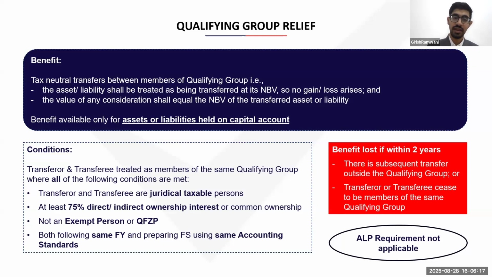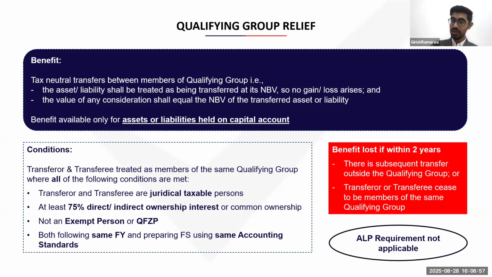The second condition is that there must be at least 75% direct or indirect ownership between the two members of the qualifying group, or a third person should have at least 75% common ownership in these two companies between which the asset or liability is being transferred. Then you should not be an exempt person. You should not have claimed the QFZP benefit. Both companies must follow the same financial year and the same accounting standards. If all these conditions are fulfilled, both companies would be considered members of a qualifying group, and any asset or liability can be freely transferred between them without the need of recognizing any gain or loss.